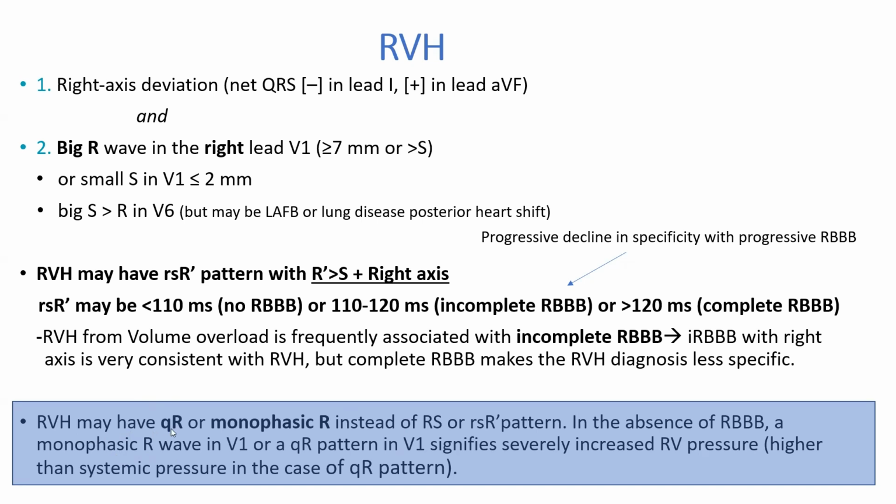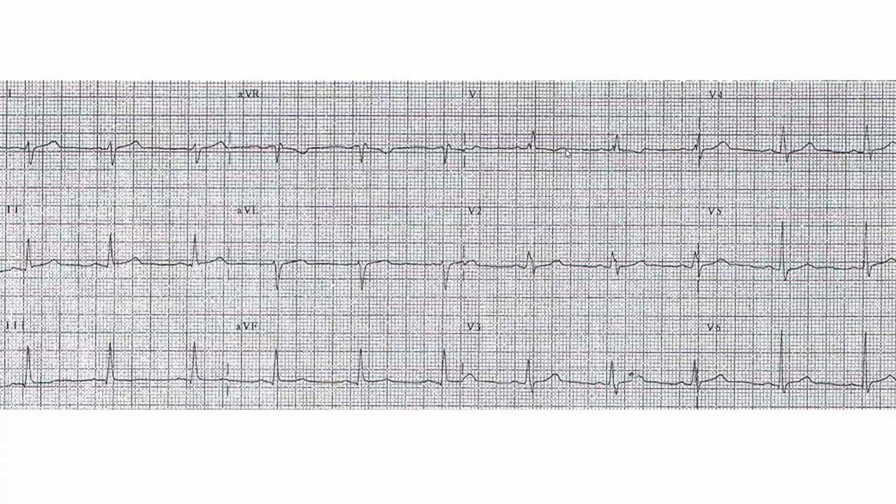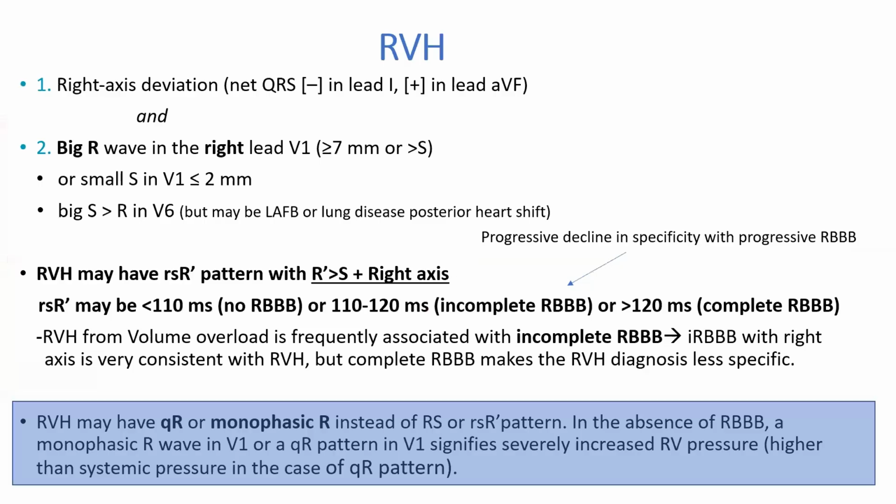On the other hand, when you have a QR pattern, as in here, or if you have monophasic R, as in this one, it's a monophasic R, notched, but monophasic. There is no S. It's a notched R. So when you have a QR or monophasic R instead of RS or RSR prime pattern, this is suggestive of severely increased right ventricular pressure, severe pressure overload type of RVH. And it usually suggests that the RV systolic pressure is equal or higher than the systemic pressure. So you frequently see that in pulmonic stenosis or in severe pulmonary hypertension.